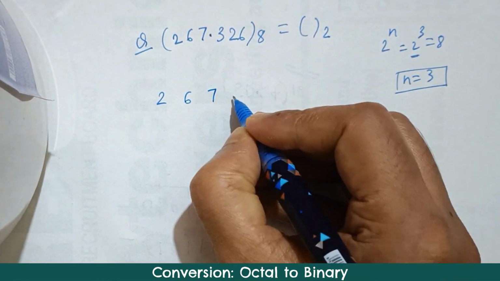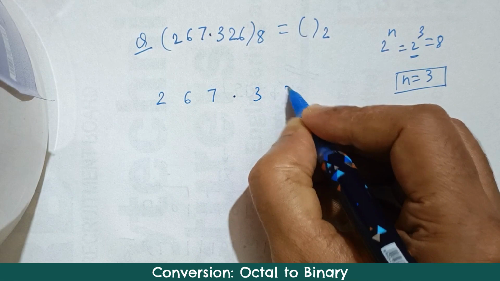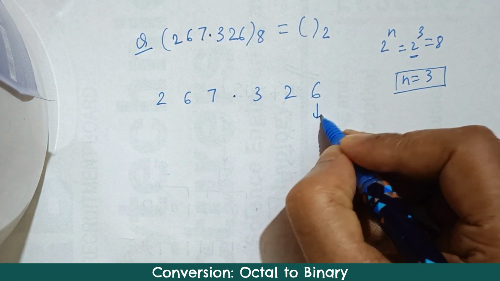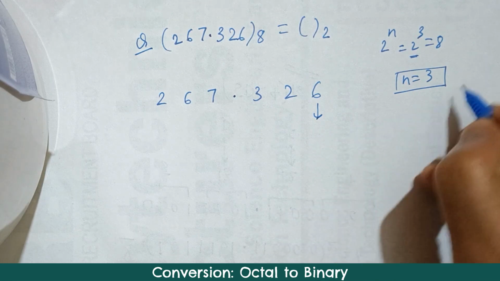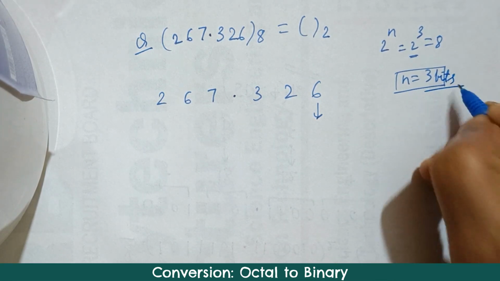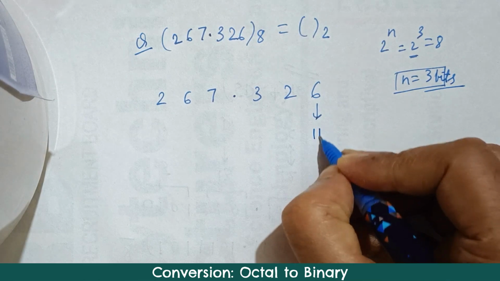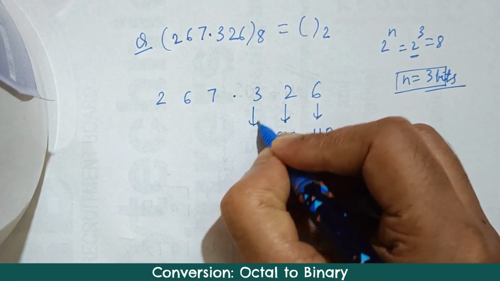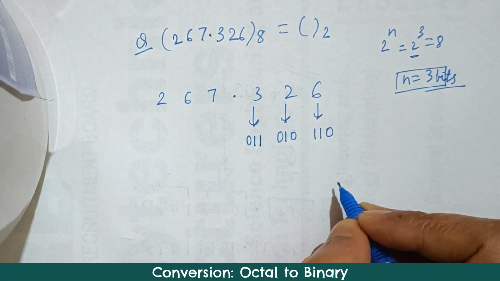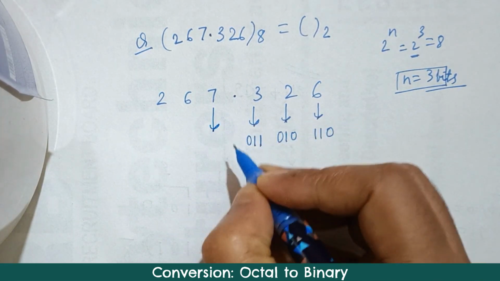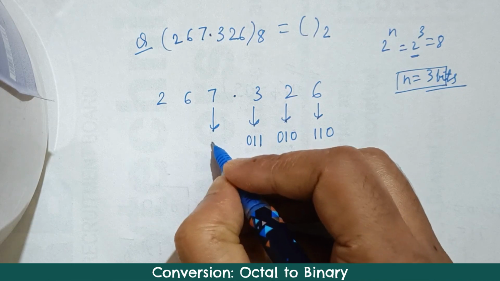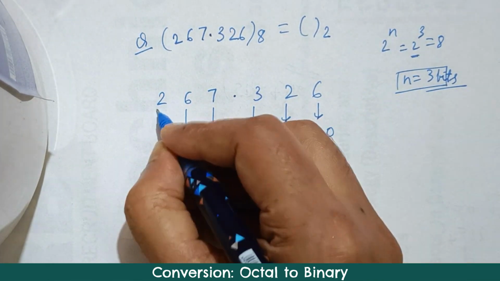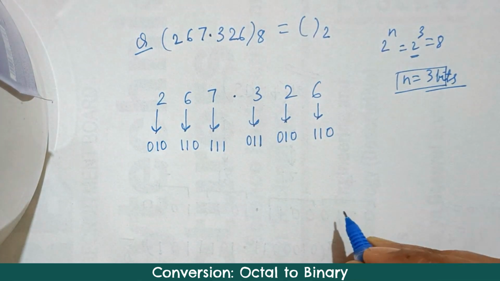Kindly write down the number 267.326. So, here, write down the value of each octal digit in a binary number of 3 bits. Here, we can write 6 as 110, 2 as 010, 3 as 011, 7 as 111, 6 as 110, 2 as 010.